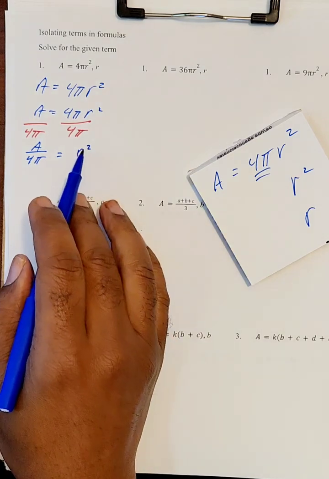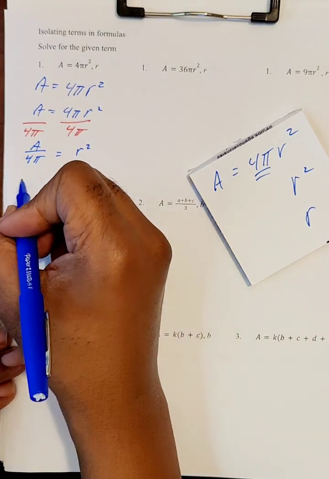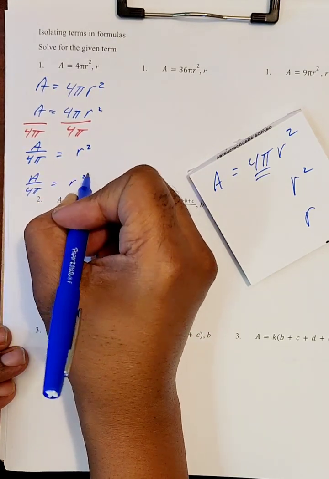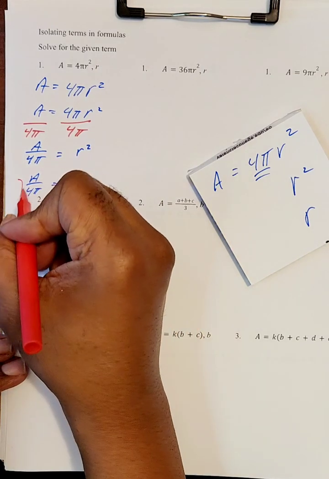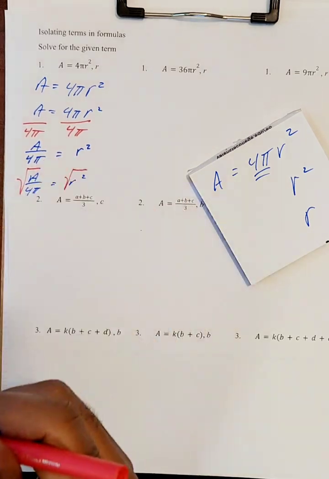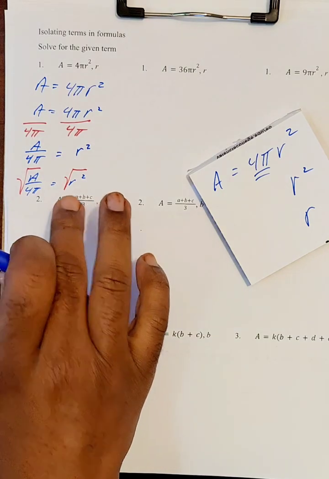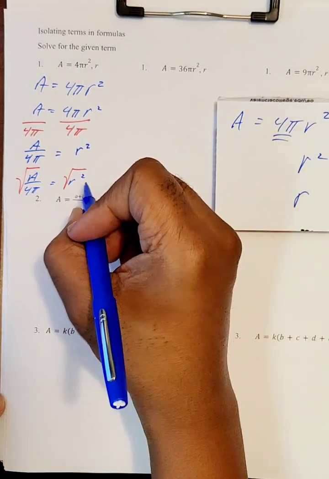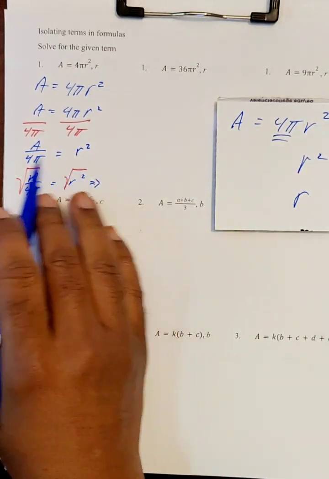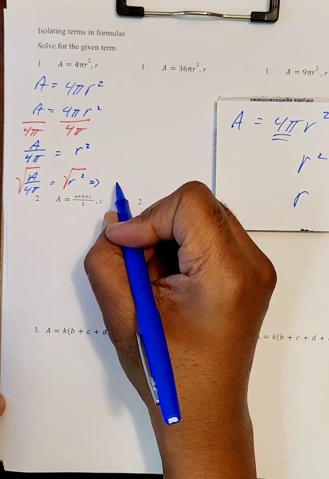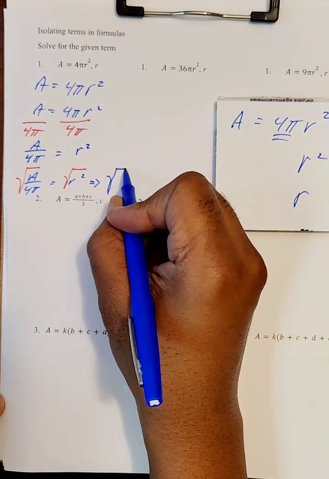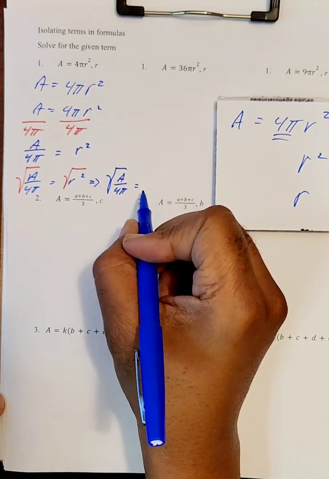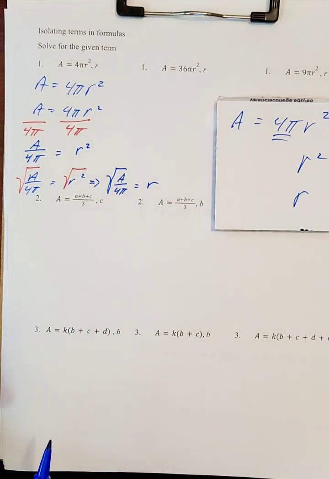Now from here, we're going to get rid of the r squared by taking the square root of both sides. So let's take the square root of both sides. Square root here, square root here. And this term becomes just r, like we were planning. And this means that we're taking this whole expression, putting it over here. This will be the square root of a over 4 pi. And this will simplify down to just an r. And now r is simplified.